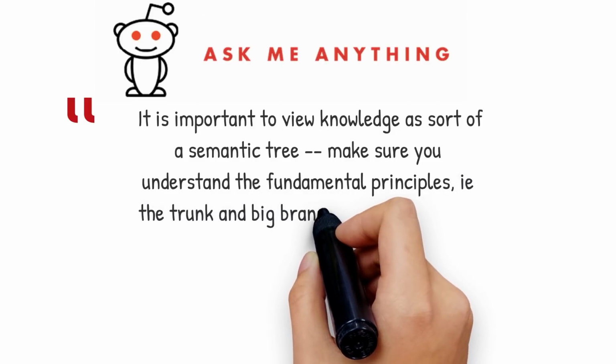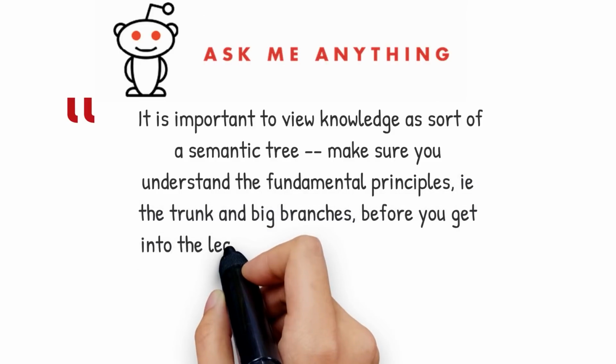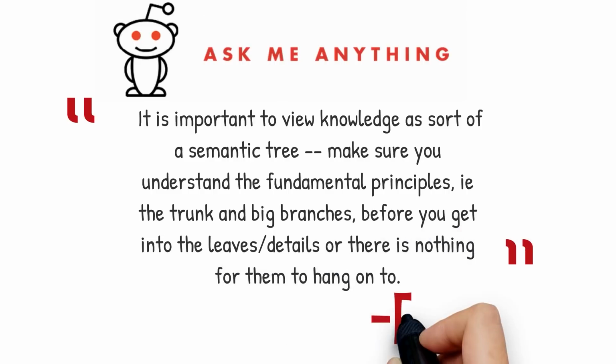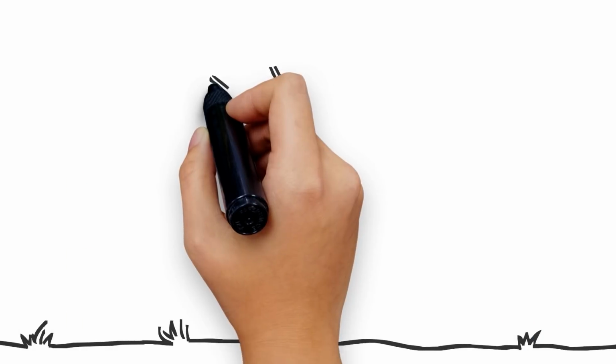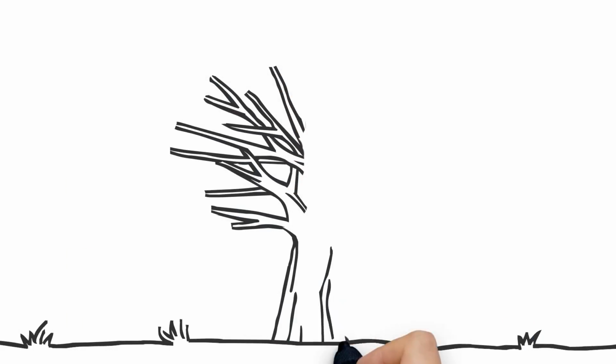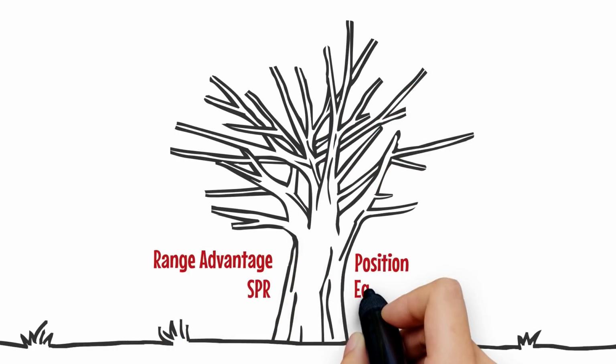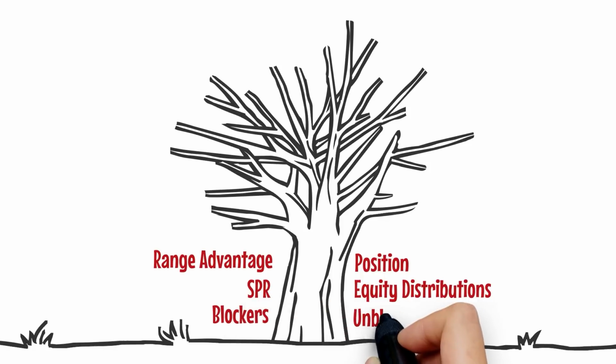Make sure you understand the fundamental principles, i.e. the trunk and big branches, before you get into the leaves/details, or there is nothing for them to hang on to." In the context of poker, the trunk or the fundamental principles are the things you hear me blab on about incessantly in my videos: range advantage, position, SPR, equity distributions, blockers, unblockers, etc. These are the factors that impact post-flop strategies in all no-limit hold'em games regardless of the format.